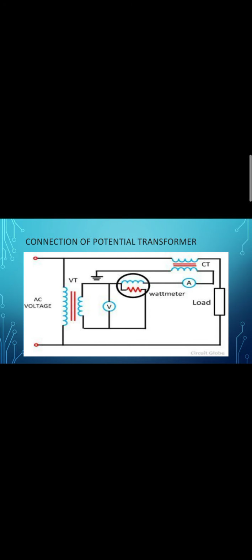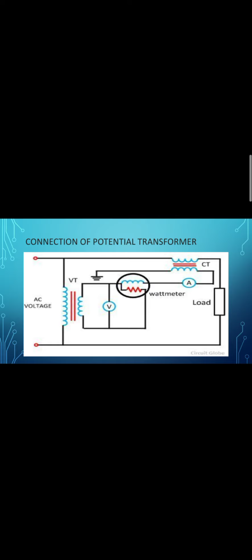For measurement of power or energy in a high voltage power system, both CT and PT are used. PT is used to step down the system voltage. CT is used to step down the system current up to the required level. PT is always connected in parallel. CT is always connected in series. The potential coil PC of the wattmeter or energy meter is connected across the secondary of the PT, and the current coil is connected across the secondary of the CT. A wattmeter or energy meter so connected measures the power or energy of the circuit directly.